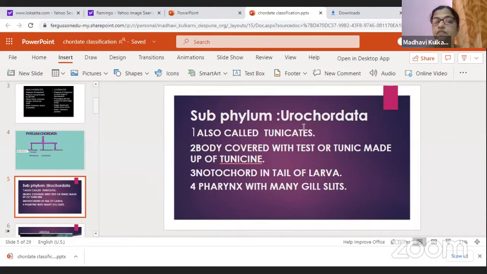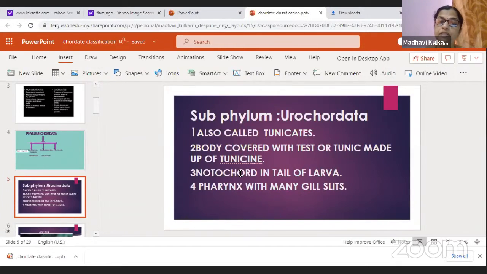So first is the subphylum Urochordata. The urochordates are also called tunicates. Why are they called tunicates? Because the body is covered with the test or tunic, that is, a thick covering is present over their body, which is made up of the protein tunicin, and that is why their common name is tunicates.